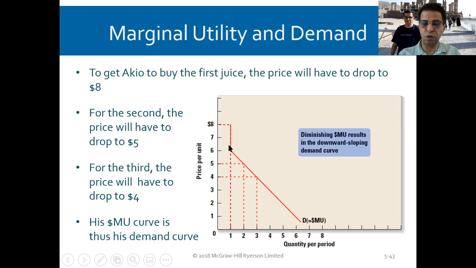At $8, he's willing to consume 1 unit. As the price becomes $5, he's willing to consume 2. As the price becomes $4, he's willing to consume 3 units. So diminishing marginal utility results in the downward slope of the demand curve. Because of the diminishing marginal utility, we see the downward slope of the demand curve.